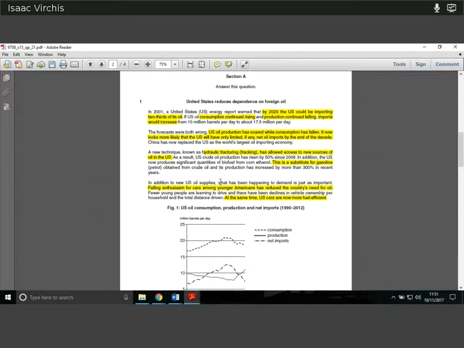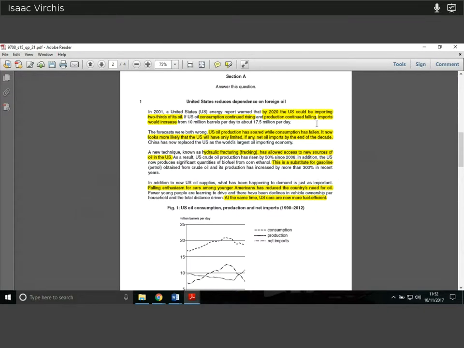What's been happening to demand is just as important as supply. So one, the reason we're not having as many issues is because we're increasing supply through fracking, which is an alternative way of getting the oil. And also we're creating some more substitutes for the oil. And then the demand side is really important as well. We've got falling enthusiasm for cars, so people are driving less. And also US cars are now fuel efficient, so those people who are driving are using less fuel.